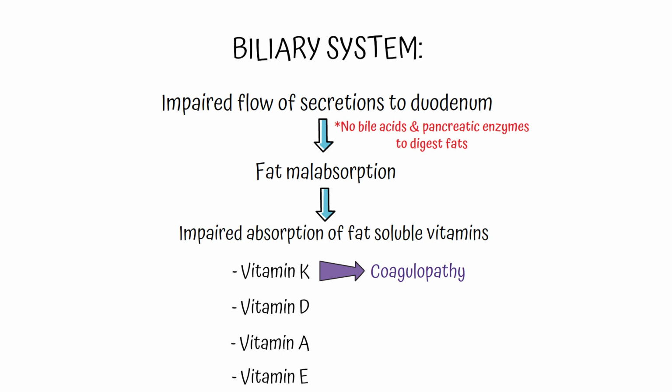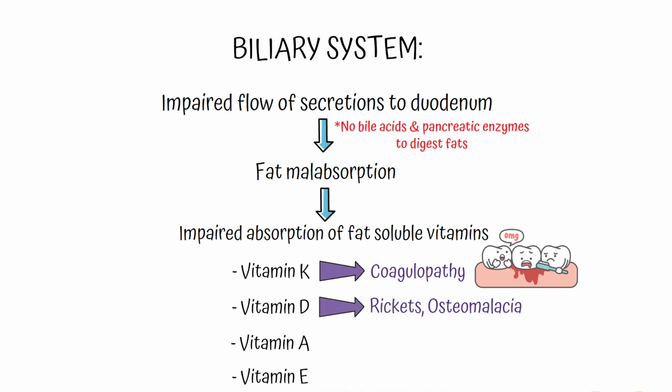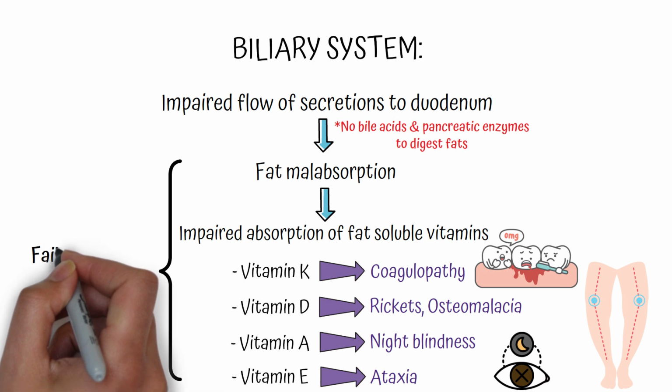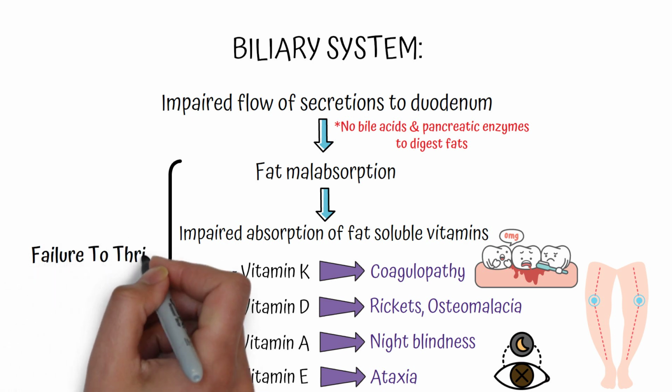Deficiency in vitamin A can cause coagulopathy. Deficiency in vitamin D can cause rickets. Deficiency in vitamin A can cause night blindness. And deficiency in vitamin E can cause ataxia. These nutritional deficiencies can lead to failure to thrive in infants.